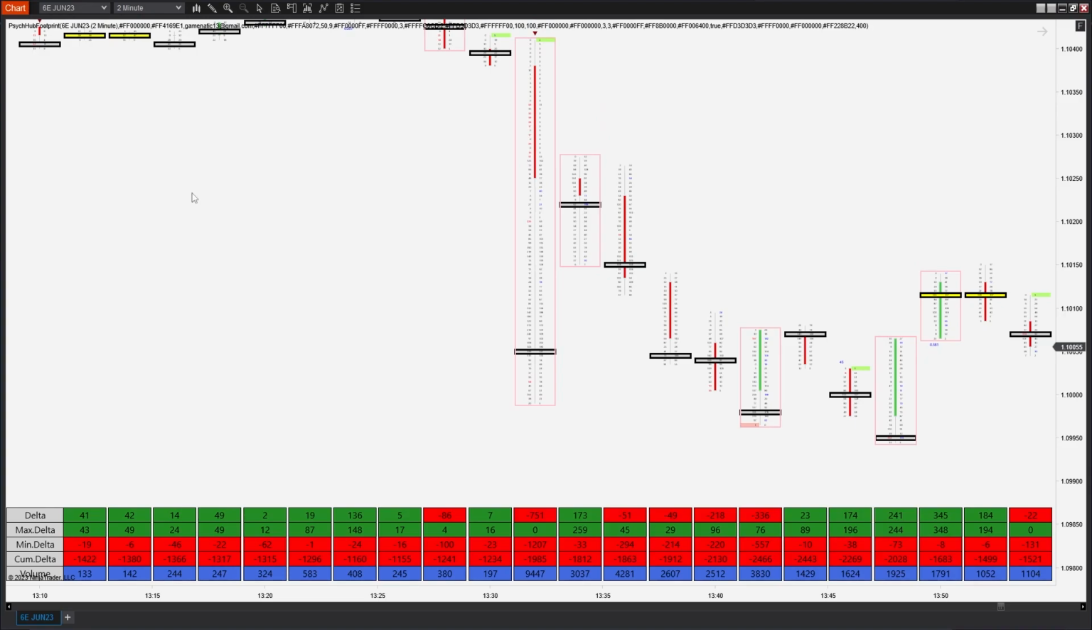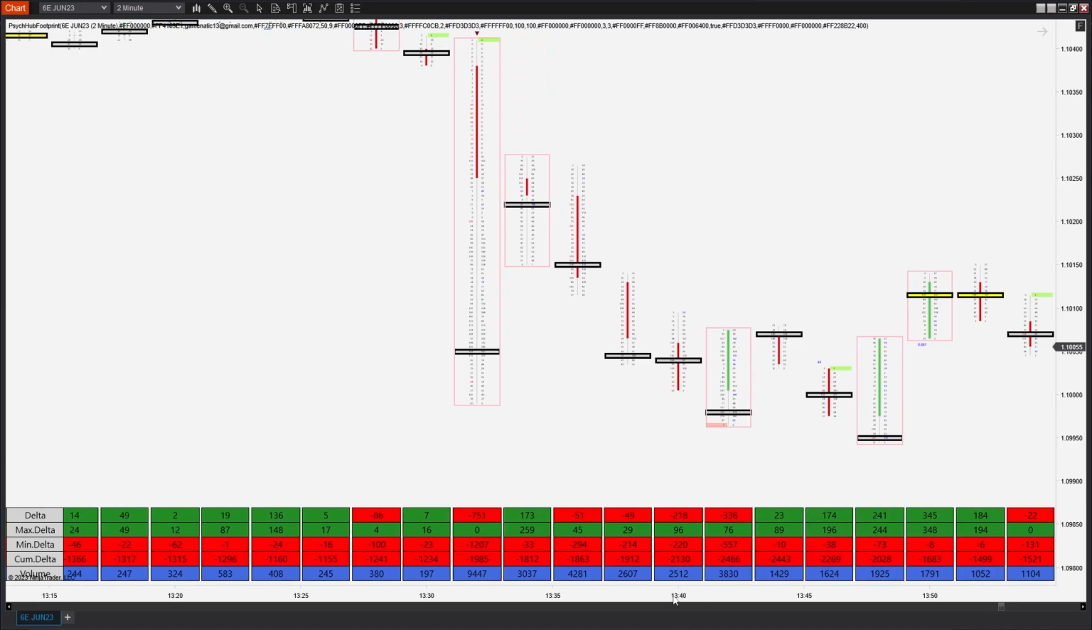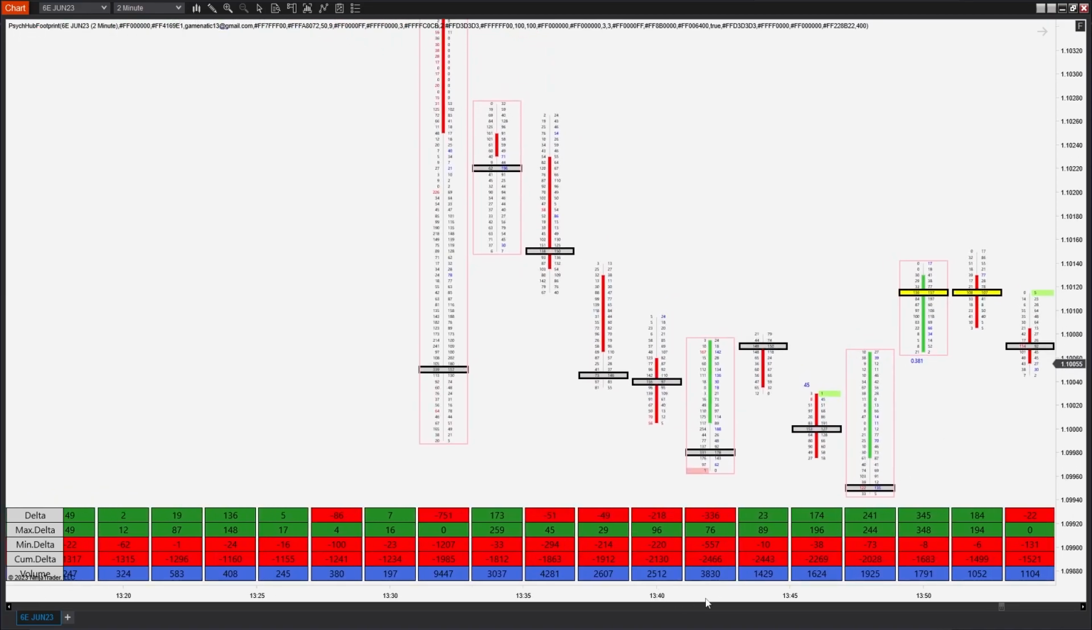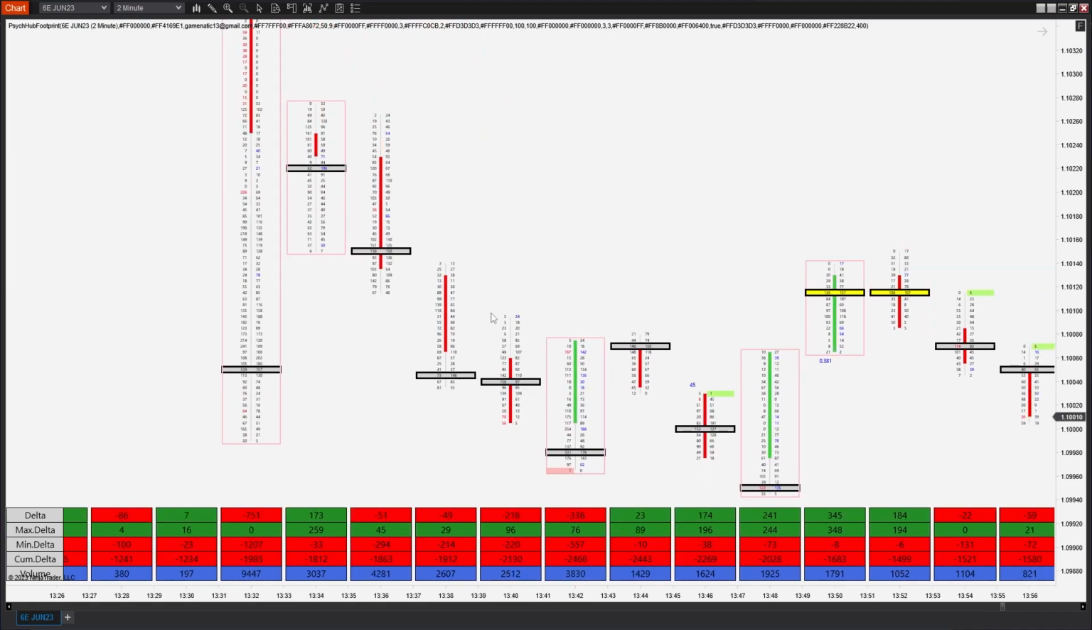Okay, I'm on the 2 minute here just because I had to go back in time, and it's going to be easier to show you, but usually I'm on the 1 minute. Now, taking a look at the 2 minute right here, we look at the delta. Especially when it comes to news times, I'm not really focused on anything on the candles, I'm just mostly looking at the delta, and this is very important.